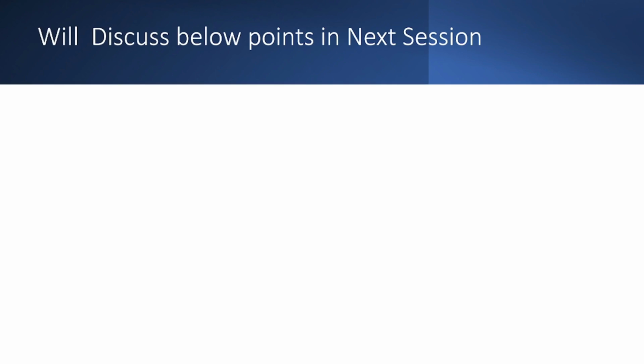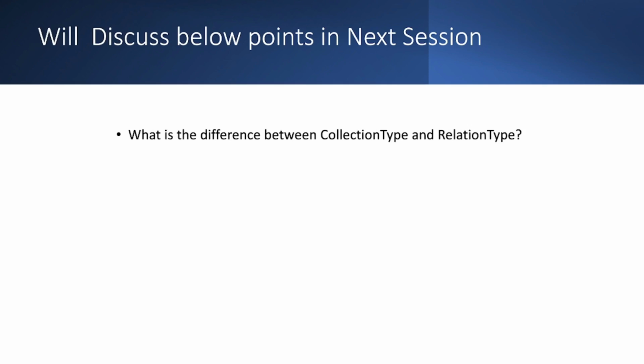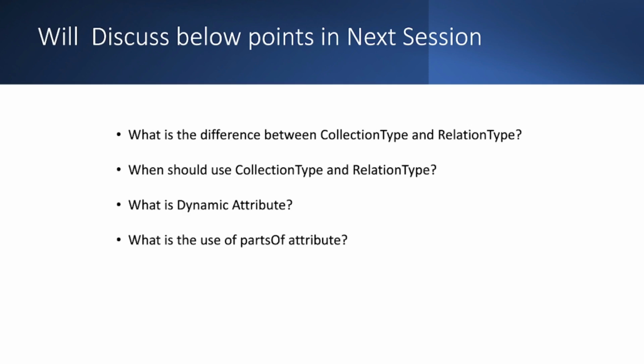So that was the discussion for item type today. In the next session we are going to discuss these topics. What is the difference between collection type and relation type? When should you use collection type and relation type? What is a dynamic attribute? What is the use of part of attributes? So we will discuss these topics in the next session.